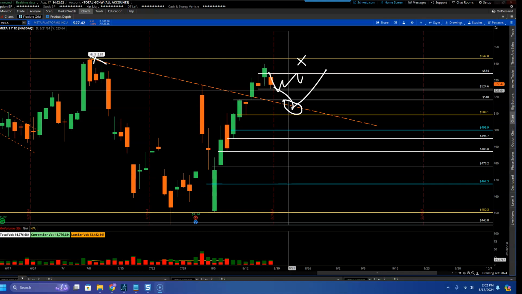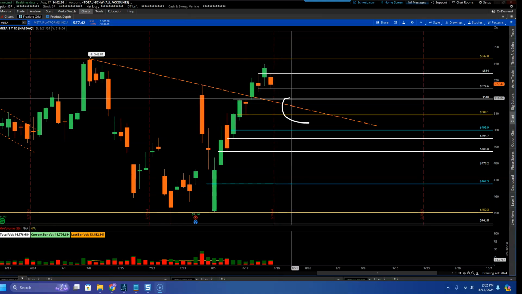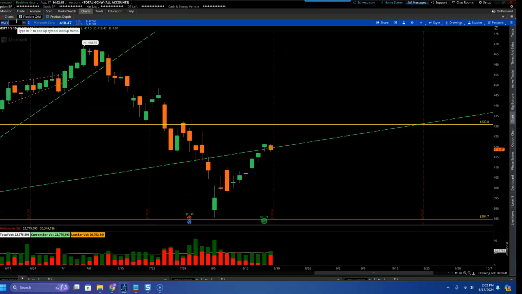So maybe we consolidate here, and in the way we retest this downtrend line as well and see a nice bounce, because this is also a weekly support. So from a trade perspective, from a risk and reward perspective, this is the area to look for that move to go long, right? If going long here, you might be stuck because this resistance could come into play right here. Okay, let's take a look at Microsoft.